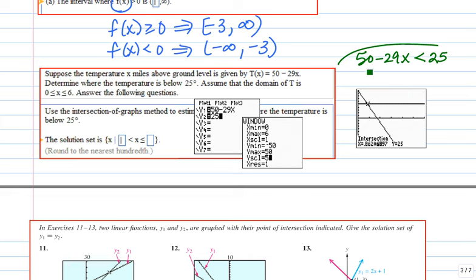Well, what I had to do is graph in y1, 50 minus 29x, and in y2 I put 25. Now I had to change the window because I know that the y-intercept of y1 is 50, and then it's decreasing by 29 for every value of x. So I just got a picture of that. Our largest value of x that we need to even consider is 6 because we can't go outside of the domain. So at this intersection point is where the temperature is equal to 25.